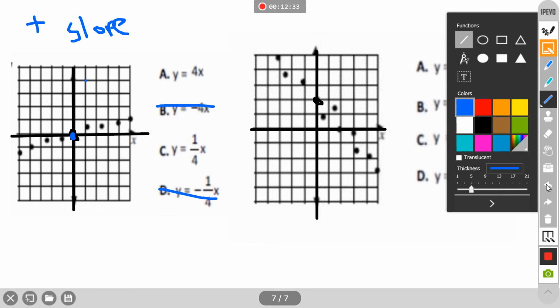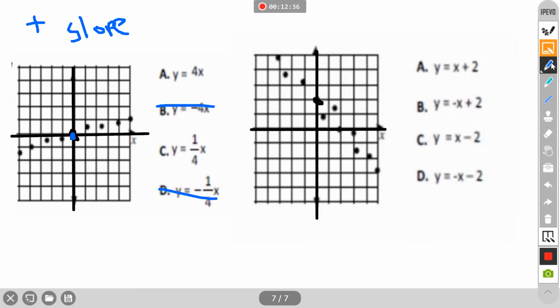So that means that the only one that we would have remaining would be 1 over 4, which means we would go up 1 and to the right 4. And that we would go down 1 and to the left 4. And right there, if I go ahead and connect those points together, that does give me a pretty fair representation. So there would be my line of best fit. We would go with answer choice C.